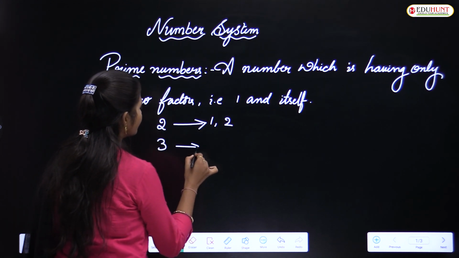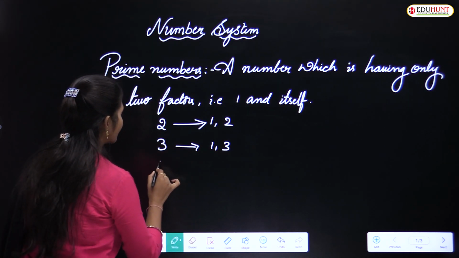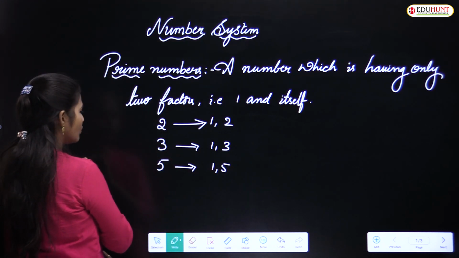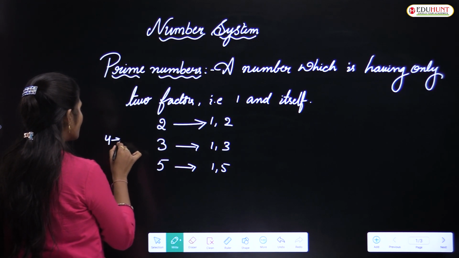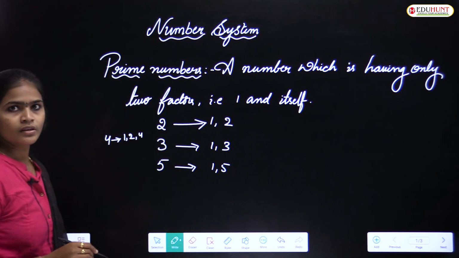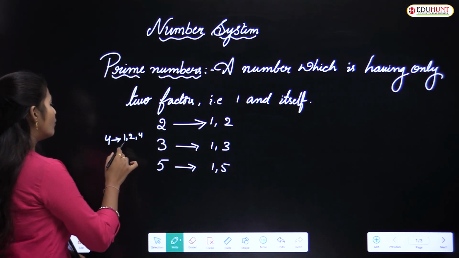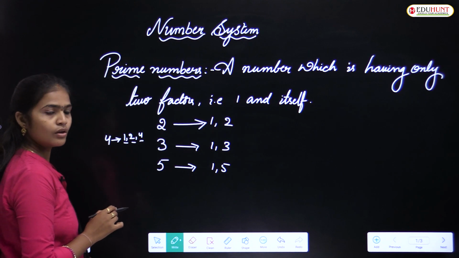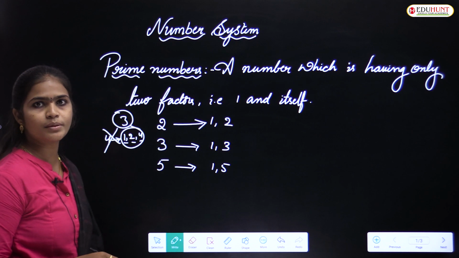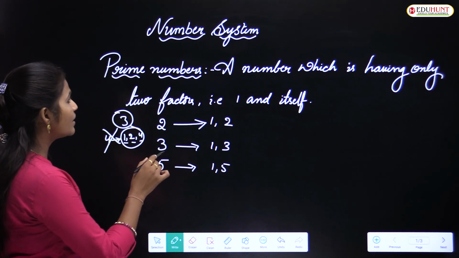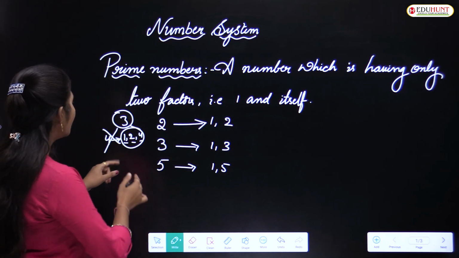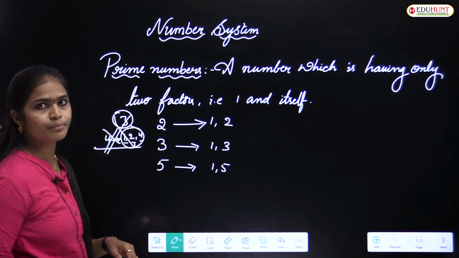Factors of 3, 1 and 3. Factors of 5, 1 and 5. Here in this one, which one is missed? The fourth one. So for 4, what are the factors? 1, 2, 4. Here we have 3 factors. So that's why this is not a prime number. A number is called a prime number only if it is having only 2 factors. That's why 4 is not a prime number.